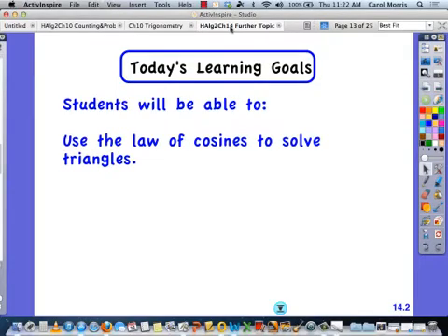Okay, today's topic of discussion is the law of cosines. So we're going to use the law of cosines now to help us solve triangles, just as we did the law of sines, and they will definitely be helpful for non-right triangles. So knowing that, let's move forward.